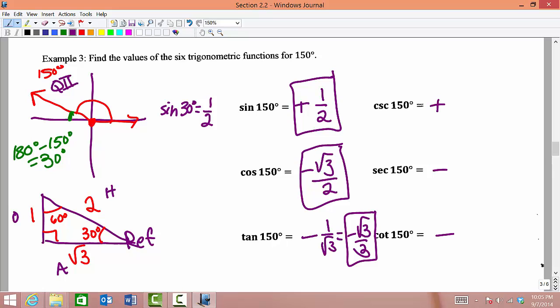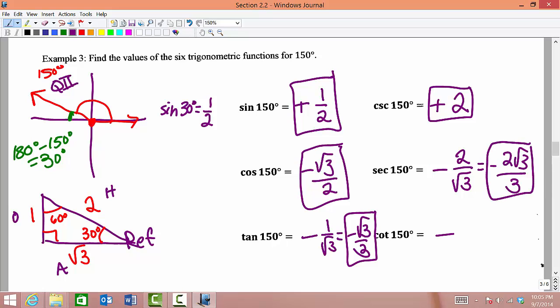Now I can do my reciprocals. The reciprocal of 1/2 is 2. The reciprocal of negative square root of 3 divided by 2 would be 2 divided by the square root of 3. And of course we want to rationalize. And the reciprocal of 1 divided by the square root of 3 would just be the square root of 3 over 1, or just the square root of 3. So we can use our reference angle to tell us the numeric values of all of our trig functions, and based upon the quadrant, that'll tell me the signs of all of my trig functions.